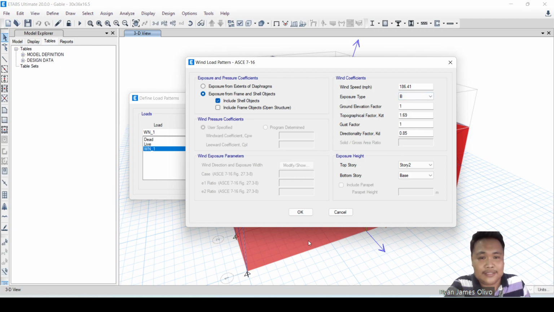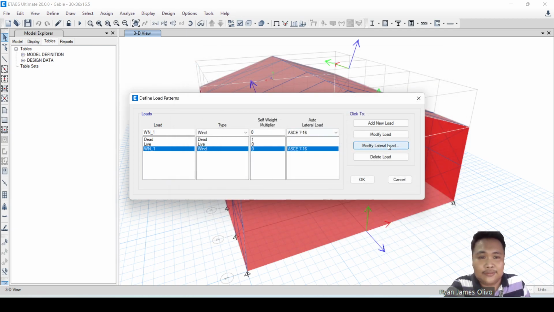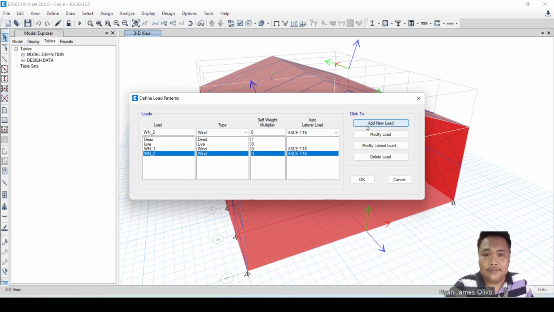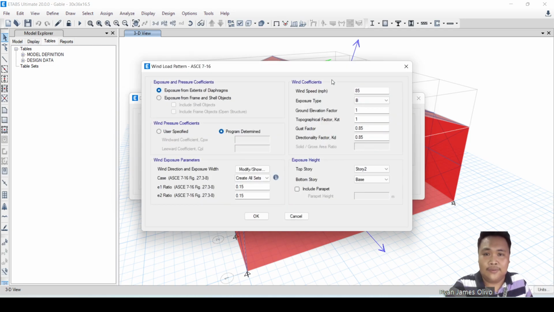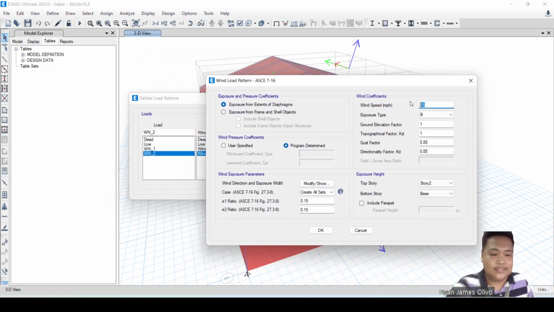So since we have established this one already, why is it that there is no copy loading here? So add new load. I don't know why there's no copy load here. This is bad for ETABS, no? I just noticed there's no copy loading.